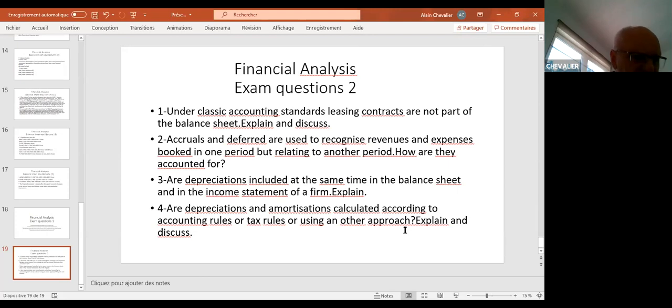Question number 4 is a bit different. It's on depreciation and amortization calculations. Let's deal with depreciations, and we'll come back to amortization later. Where is it coming from? When do we have depreciations?